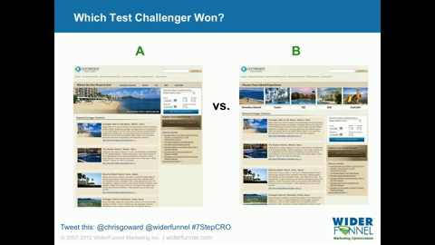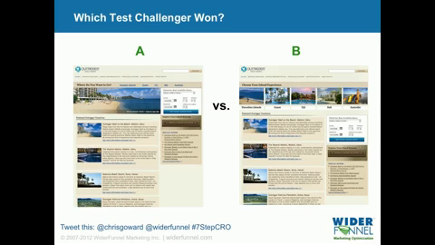And then, of course, we want to look at the results. So here are 2 variations for that Outrigger test where we looked at the home page, analyzed it, created variations, and let's take a look at what happened here and which one won.